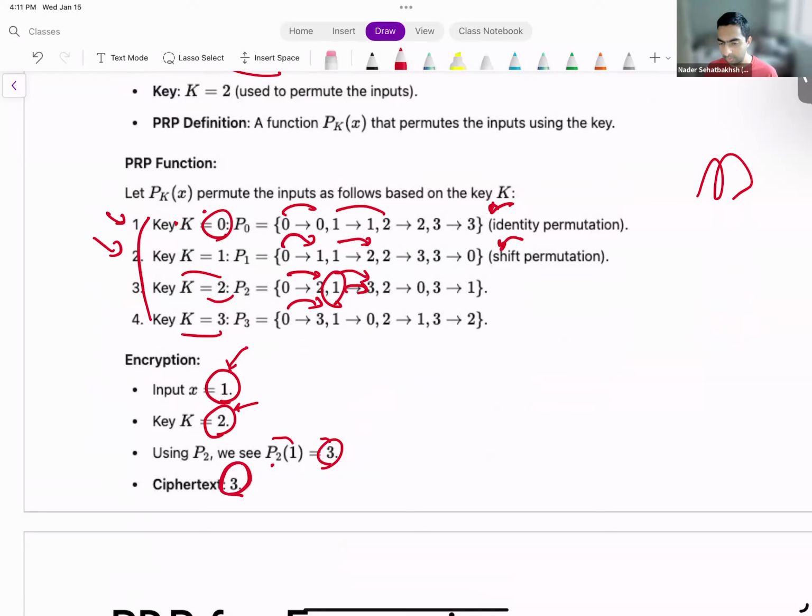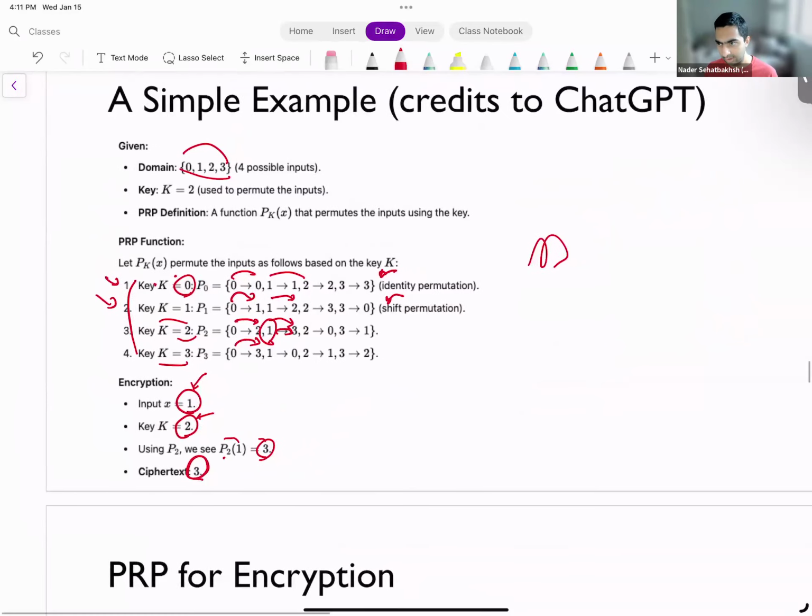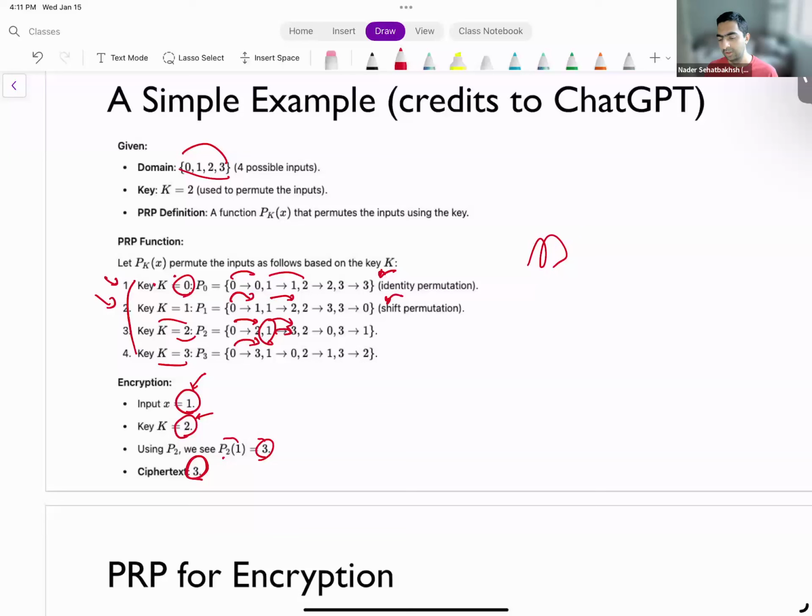And of course, as I said before, this is not a secure permutation because it doesn't look random. It looks very, very well defined. You do 1, you get 2, you do 2, you get 3, and so on. So this is not a random permutation. Okay.